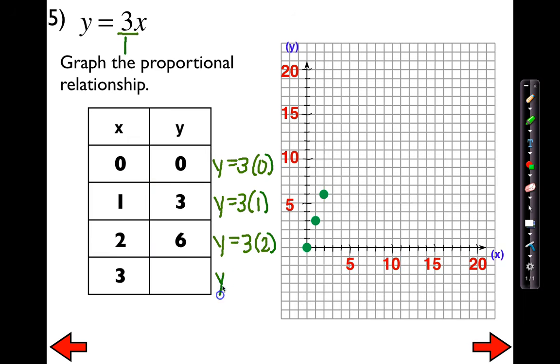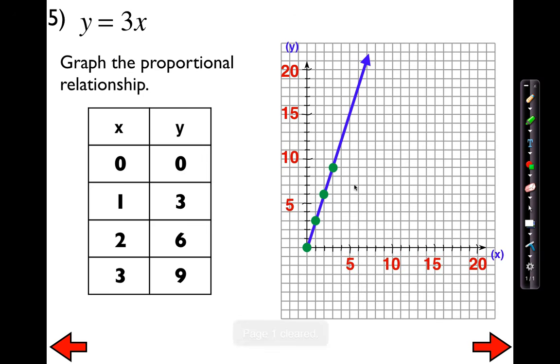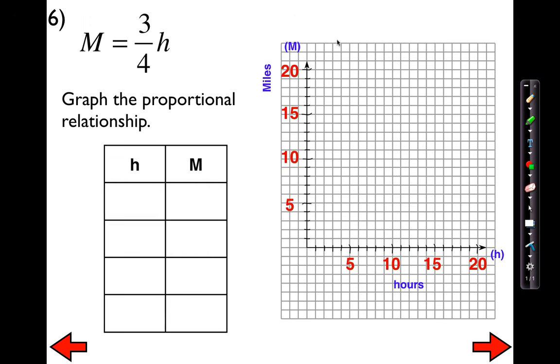So again, I'm going to go ahead and do y equals 3 times x, which I'm making a 3. So 3 times 3 is 9. So we're going to go over 3, up 9, and there is my graph. So you should expect something that's linear and it goes through the origin, and I see both of those things, so it looks good. Okay, so now number 6.